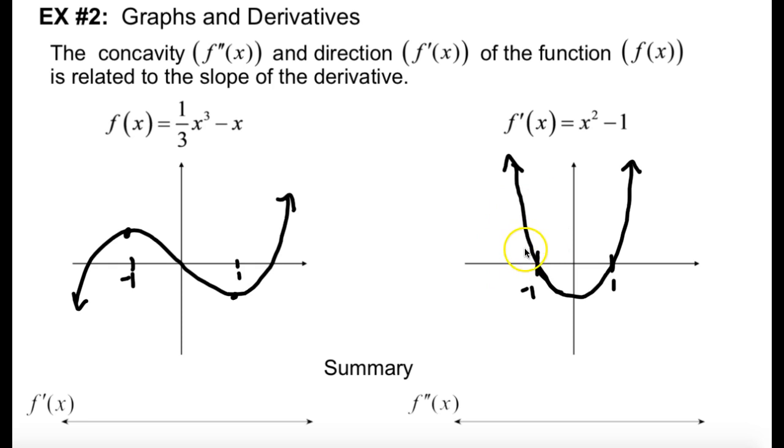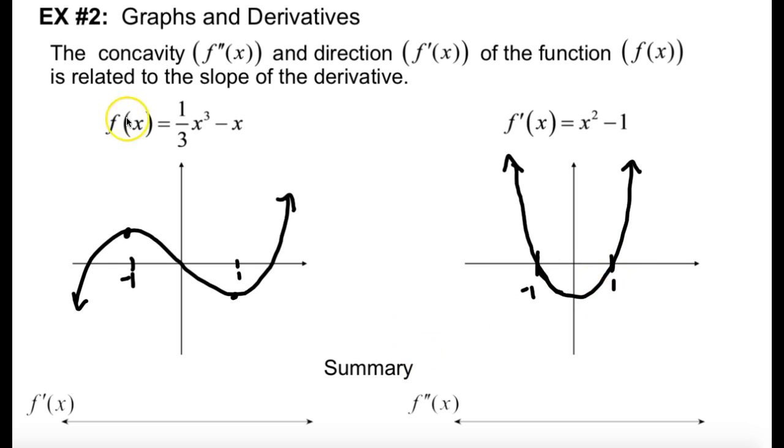Then on our graph of the derivative, we can see that here, since the slope of my original function is 0, the actual value of the derivative is equal to 0, and same here, since the slope of my original function is 0, the actual value is 0 here.